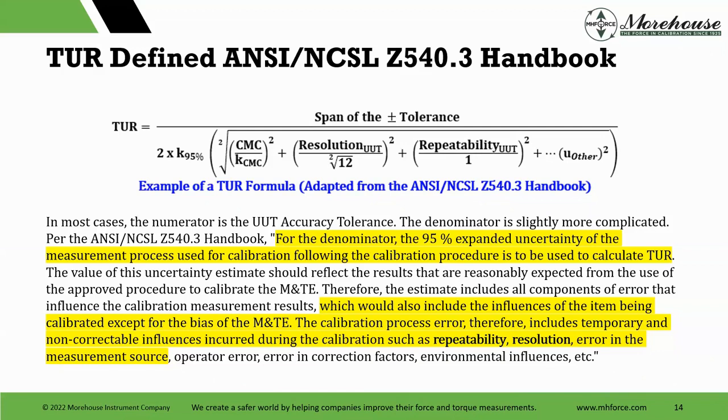So if we look at this formula, CMC is the calibration and measurement capability. That's in our denominator here, right? That's calibration and measurement capability. That's basically what is on that accreditation certificate. For us, it was the 0.0016. The resolution is the resolution of what's being tested. Repeatability is what is being tested. That's this UUT. UUT is unit under test.